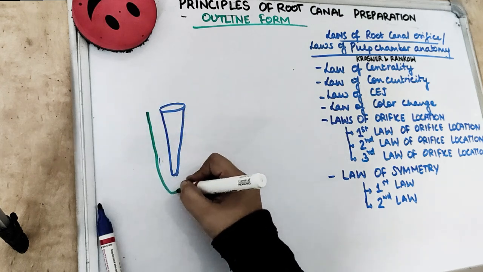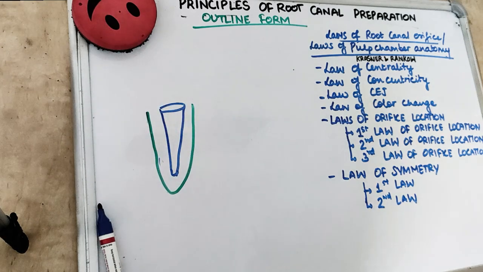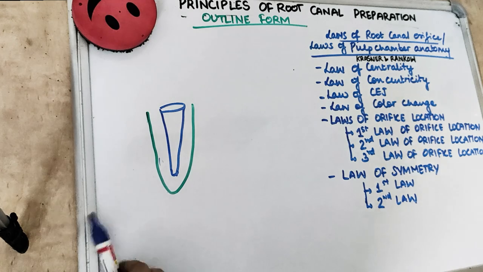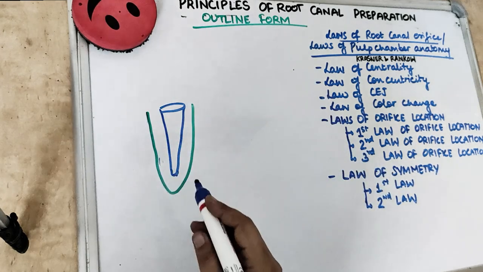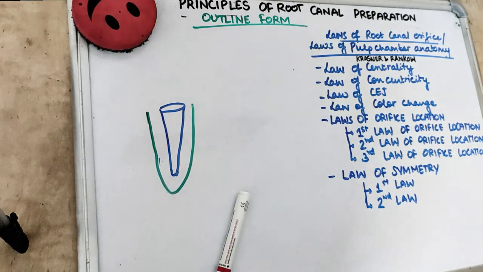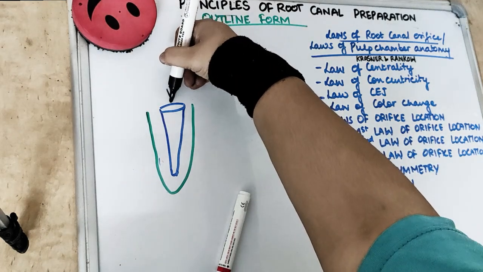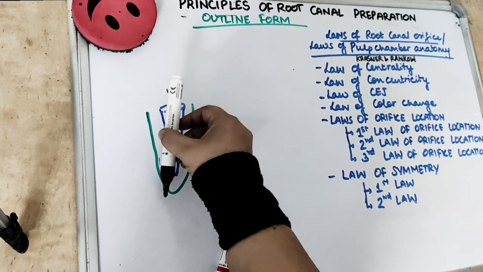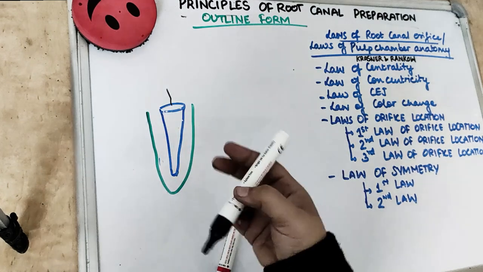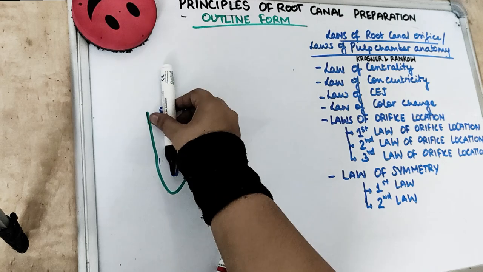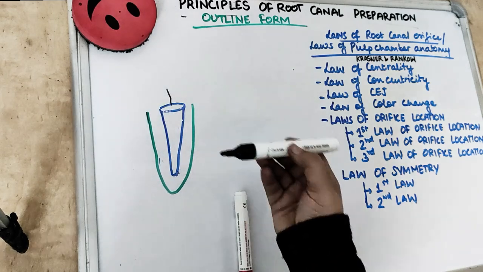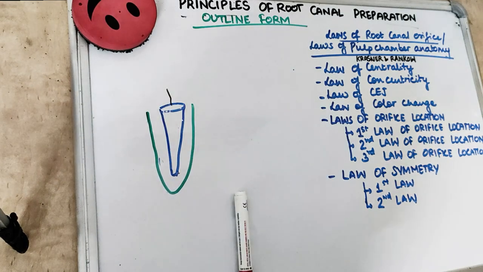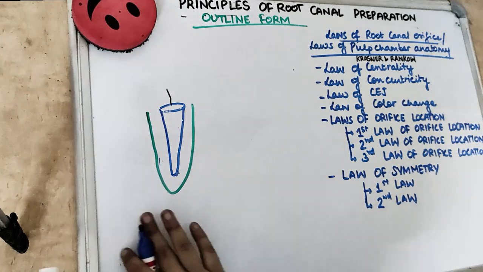Suppose this is our root and this blue one is our root canal. So in order to get a good outline form, our instrument should go inside the cavity up till the apical foramen. First of all, it should have a straight line axis, and second, it should have a complete axis up till the apical foramen. And the external outline form resembles the internal anatomy of the tooth.